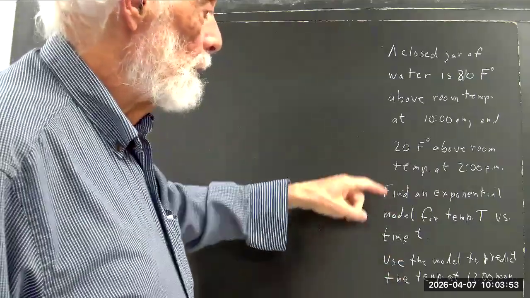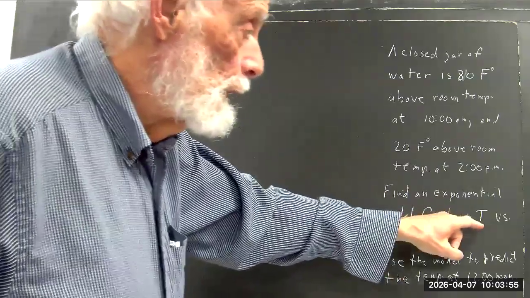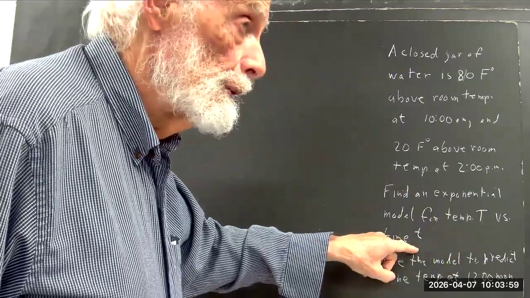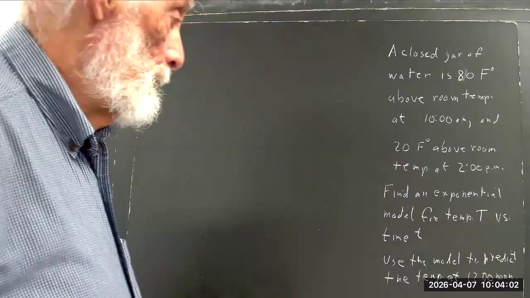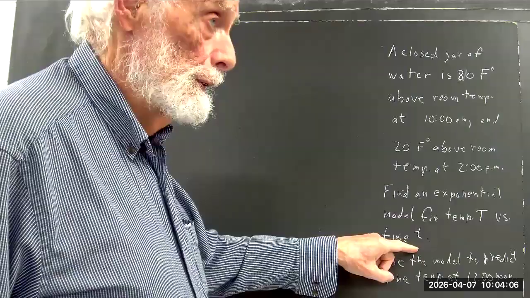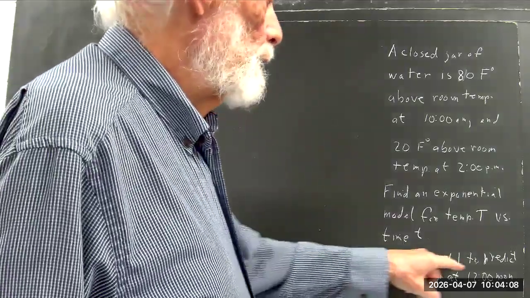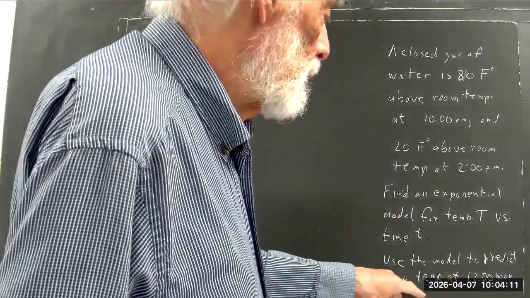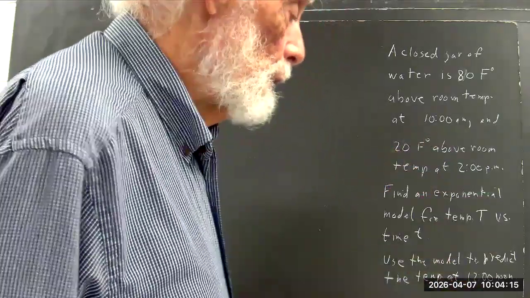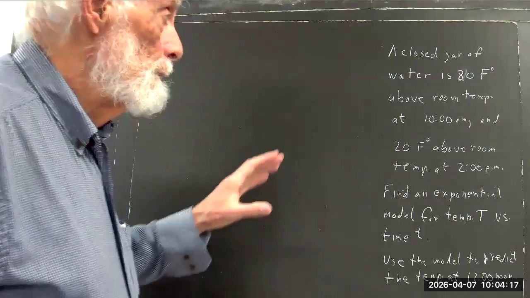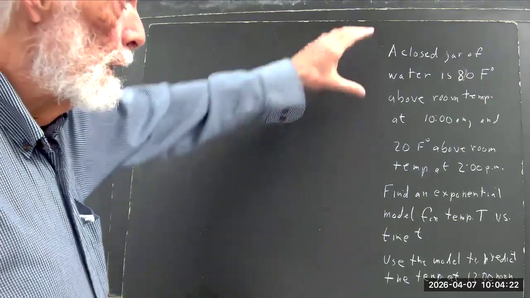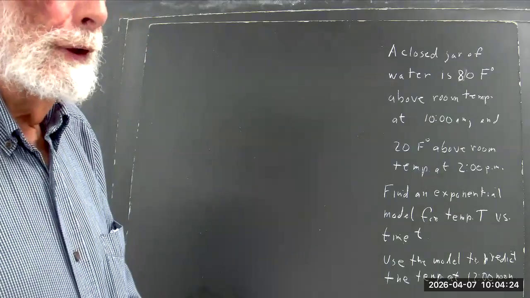We want to find an exponential model for the temperature, capital T, versus the time, lowercase t, little t. So temperature will be big T, time will be little t. We use the model then to predict the temperature at 12 o'clock noon. So go ahead and begin. See how far you can get. Take the initial information and do the appropriate thing with it.